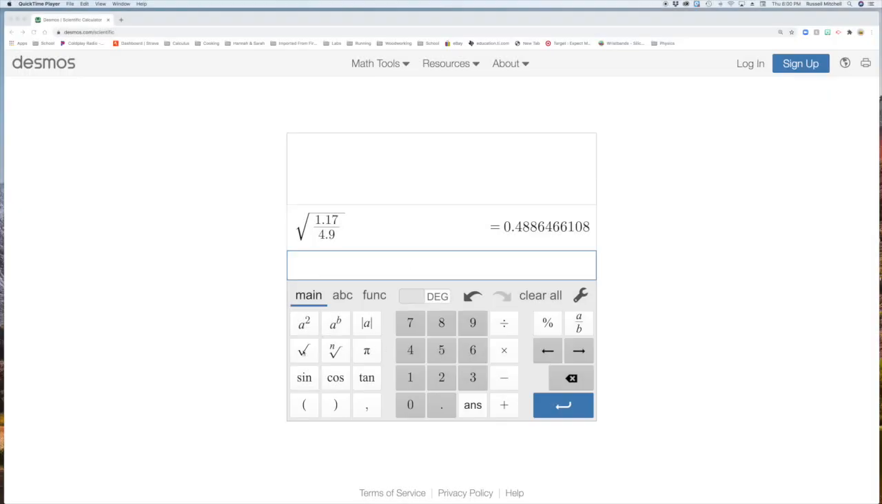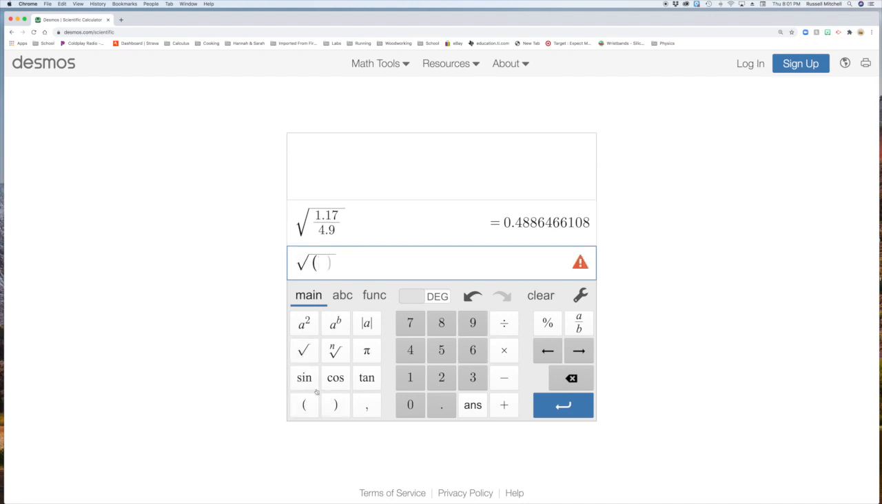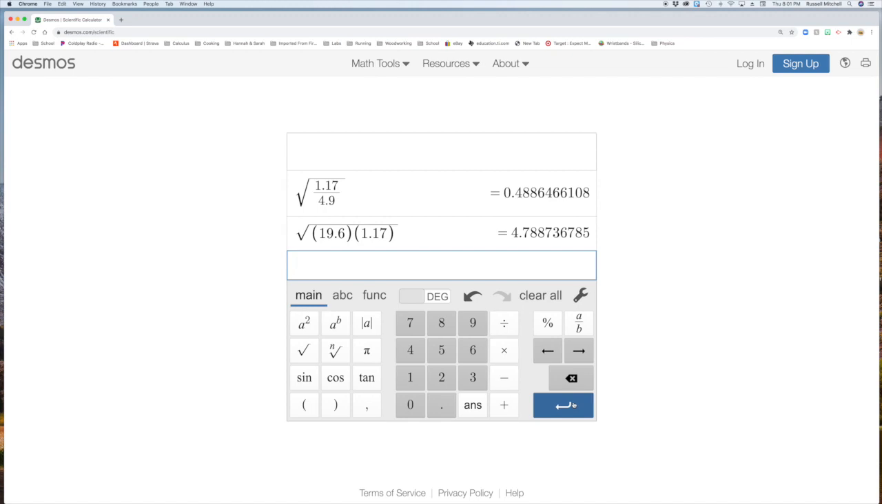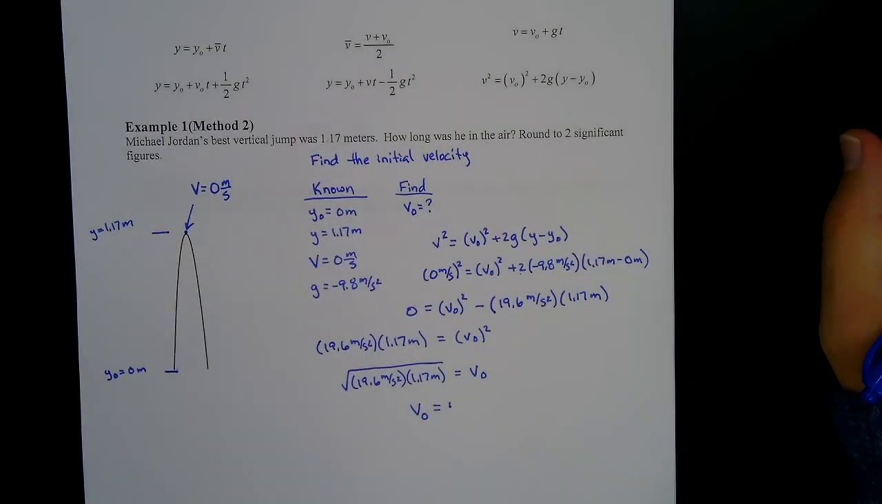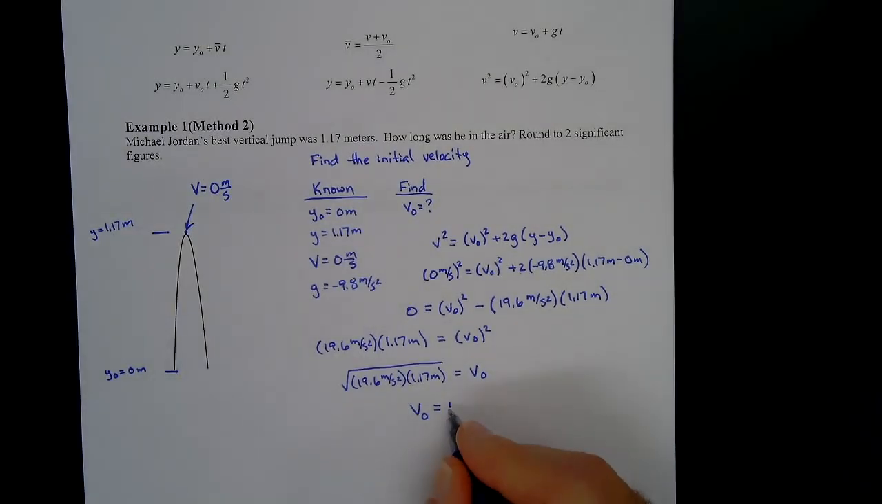So we want to type again the square root, and then open a parenthesis, and then 19.6, and then close the parenthesis, and then open a parenthesis, and then 1.17, and close the parenthesis, and we get 4.79. So that's the velocity. It's 4.79 meters per second. So from Desmos, I get v sub o is equal to 4.79. And since this is velocity, the units for velocity are meters per second.